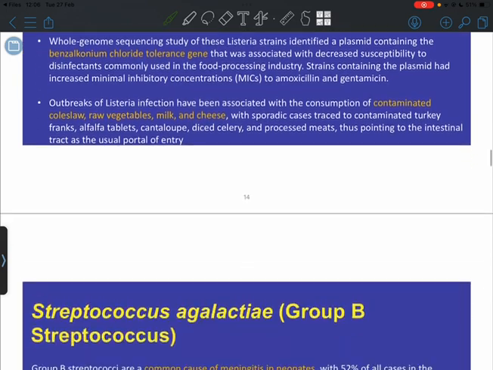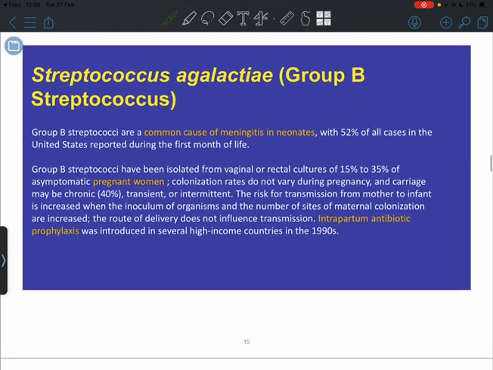Group B streptococci, we normally give antepartum antibiotic for the mom if the colonization or the culture turned out to be positive, right? And that's part of the prenatal care. So intrapartum antibiotic prophylaxis is the story here to remember.